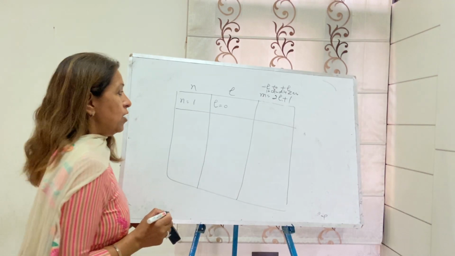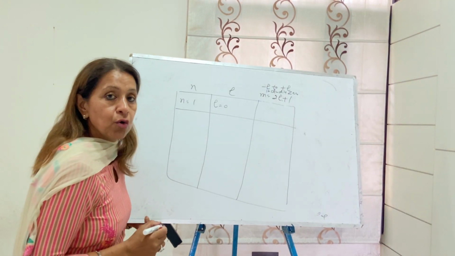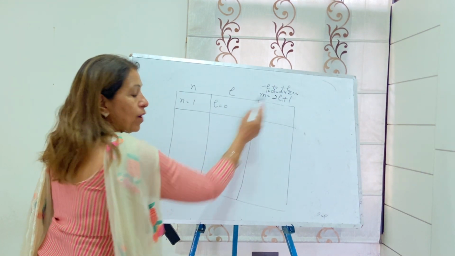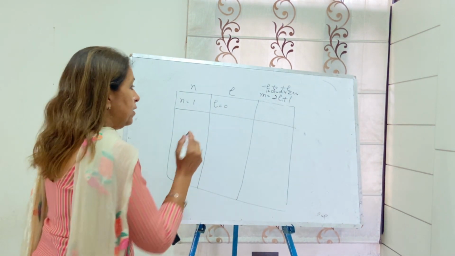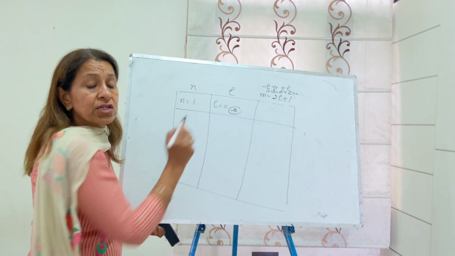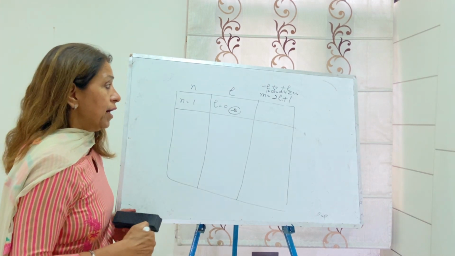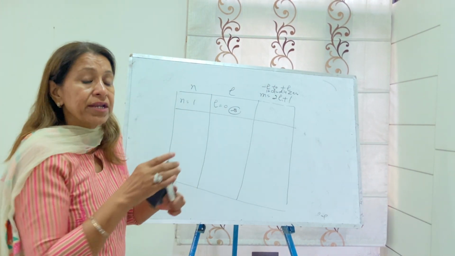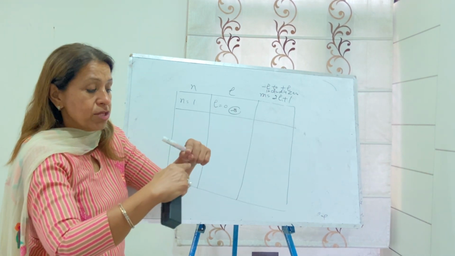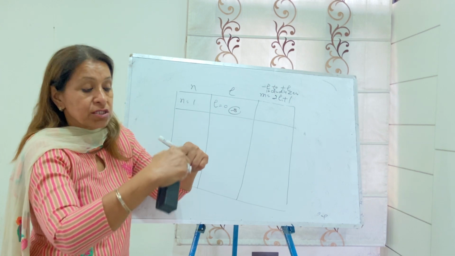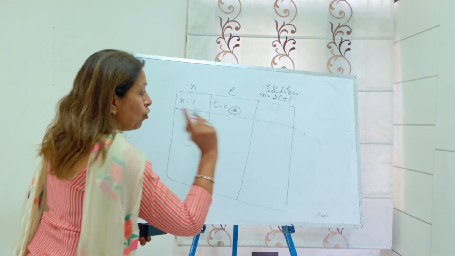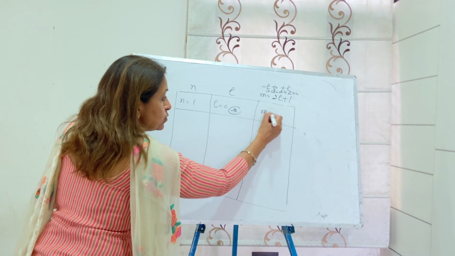Let us start. If N is 1, L is 0. So 2 into 0, 0 plus 1, is 1. That means if the electron is present in the s subshell, M comes 1, that is, the orientation is 1. This means the electron is rotating around the nucleus in just one way, spherically symmetrical. So the s subshell has only one orbital, and M will be 0.